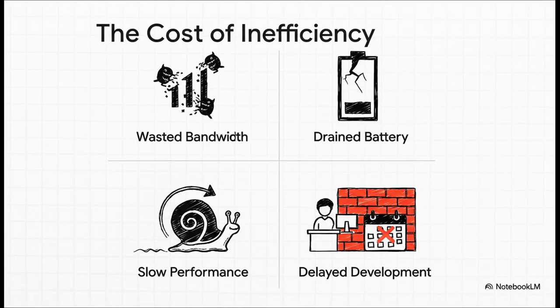And look, this isn't just some abstract technical issue. This stuff has real-world consequences. All that wasted data from overfetching eats up your mobile data plan and drains your phone's battery. All those round trips from underfetching make the app feel sluggish and unresponsive. And for the developers, having to constantly go back to the server team and say, hey, can you build me a new endpoint just for this one screen? It just grinds development to a halt.